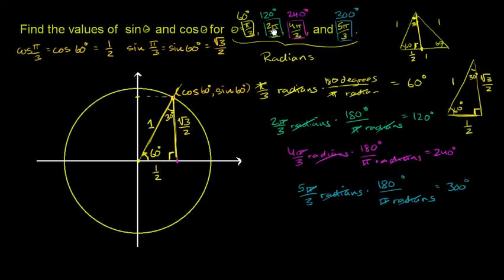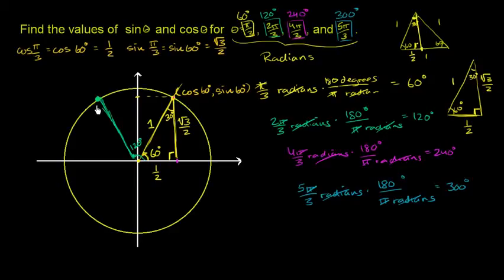So we need to figure out 120 degrees. 120 degrees, so this gets us to 90, and we're going to go another 30 degrees. So it looks something like this. That's my best attempt to draw a radius. So this right over here is 120 degrees. Now, how can I figure out the x and y coordinates of that point right over there?